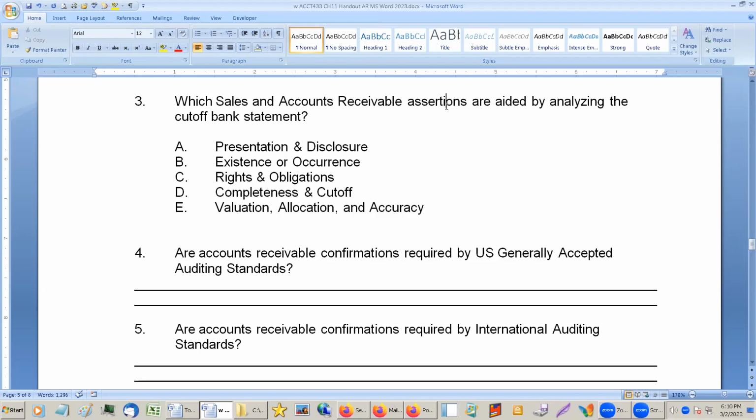I tell you what, let's just focus on the bank reconciliation. So let's say the cutoff bank statement, we're using it to verify the bank reconciliation. Would that be E? Valuation, allocation, accuracy? Yeah.